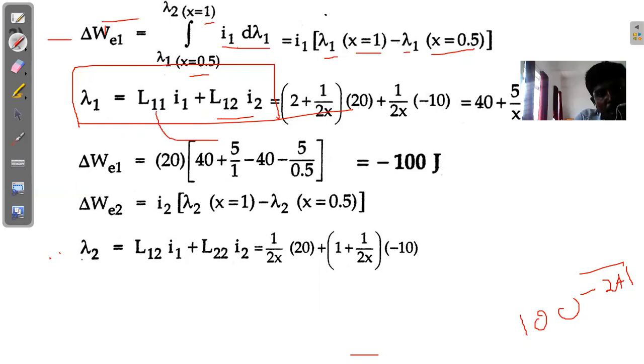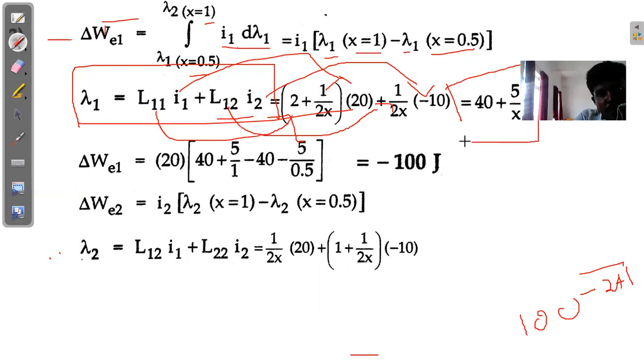We know that L11 equals 2 plus 1 by 2x, I1 equals 20, L12 equals 1 by 2x, and I2 equals minus 10. So we get 40 plus 5 divided by x. For the limits 1 and 0.5, substituting, we get 20 into (40 plus 5 divided by 1 minus 40 minus 5 divided by 0.5). So the input energy given to electrical source 1 is minus 100 joule.